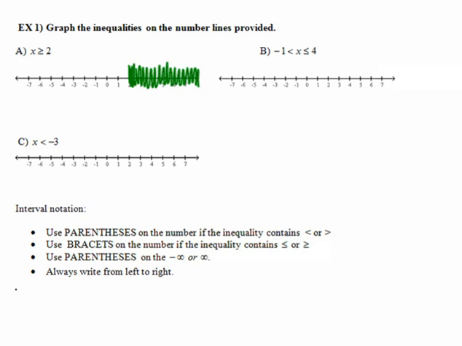The rules for interval notation are written at the bottom of your page. Going back to x is greater than or equal to 2, since it has that equal to on it, that means you're going to put a bracket there. It goes to the arrow, which uses parentheses.